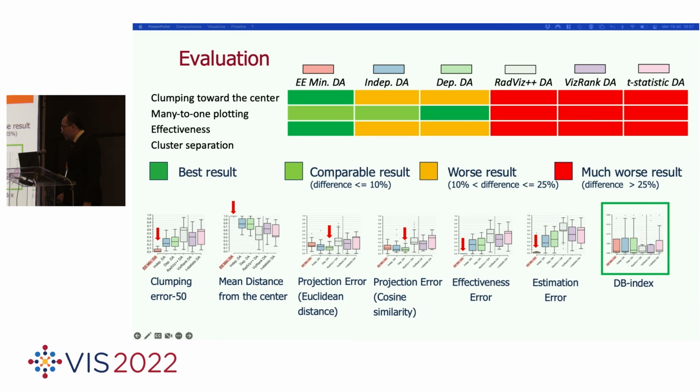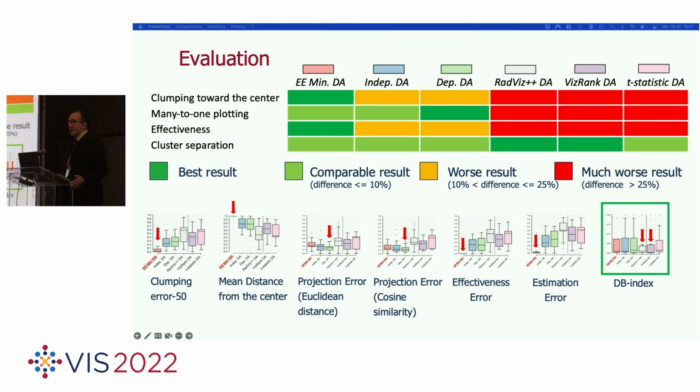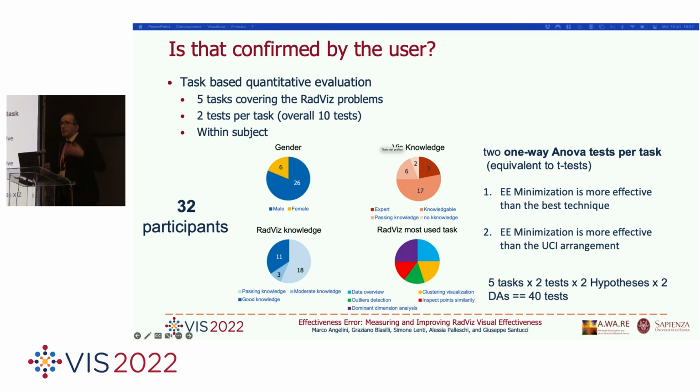And finally, we used a DB index for cluster separation, and in this case, WitzRank and Radwitz++ show the best overall results, but all the approaches show comparable results. Interestingly, if we focus on all the 4 issues altogether, only our approach shows either the best result or a comparable result to state-of-the-art. That led us to ask: are those results confirmed when we have a user in front of a Radwitz conducting a normal task?